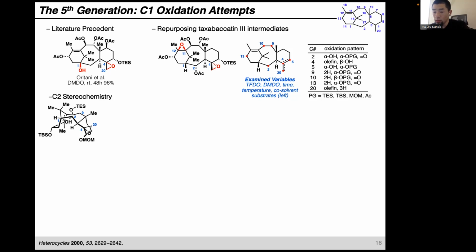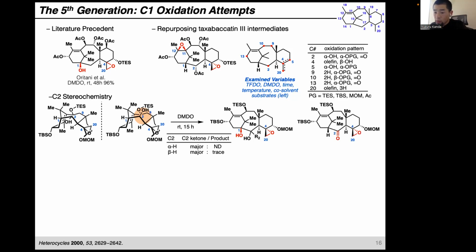So we started to wonder whether this beta C2 alcohol is sterically or electronically hindering the C1 oxidation from happening. So we prepared this C2 unnatural alpha alcohol to remove sterics around C1. And subjecting this compound to DMDO, luckily we could observe this desired C1 oxidation product in a trace yield, accompanying this undesired C2 oxidation product. So the problem is very obvious: competitive oxidation at C2.